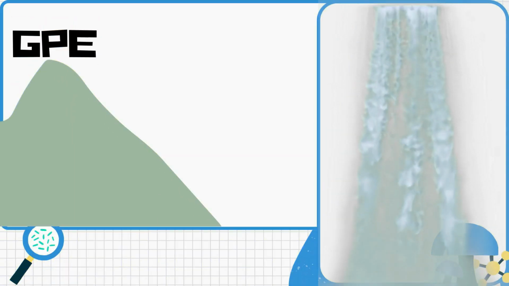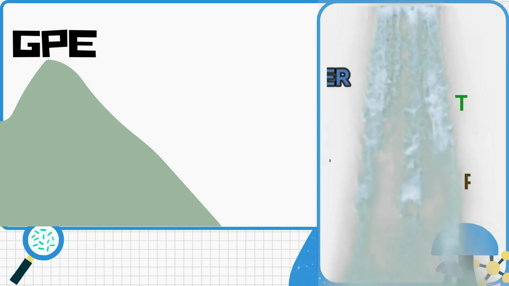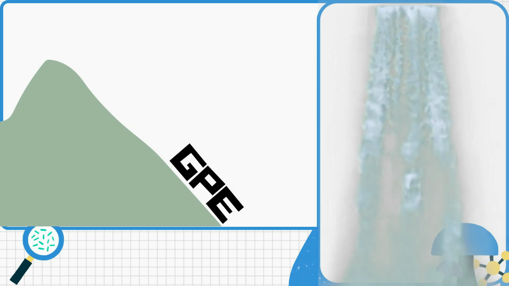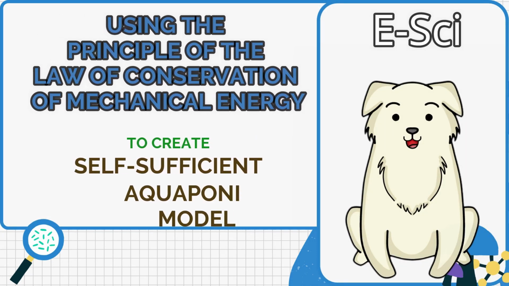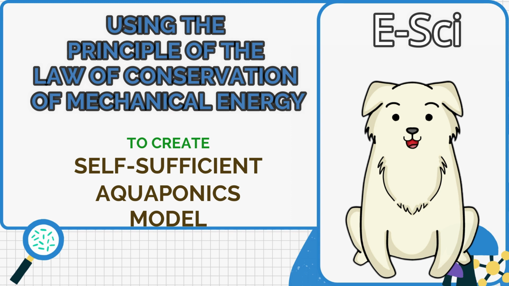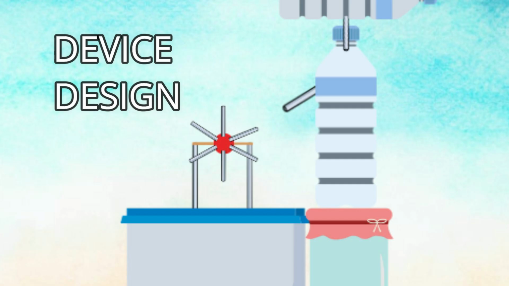In this video, we are going to look at how we can use water to create gravitational potential energy and transform it into moving energy, that is kinetic energy. With the principle of the law of conservation of mechanical energy, we can harness the transformation of potential energy into kinetic energy to create a self-sufficient aquaponics model.